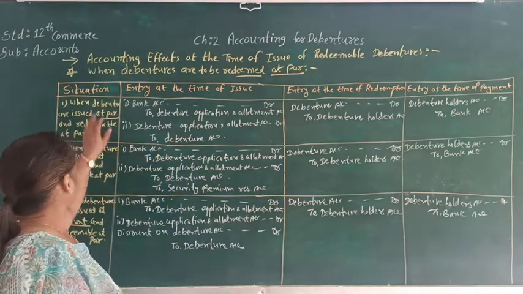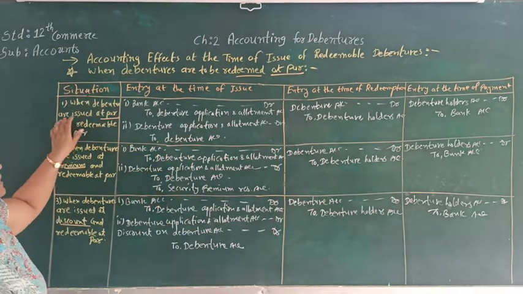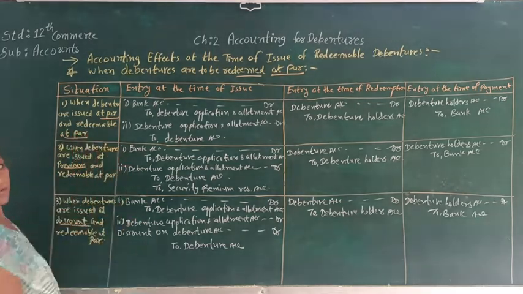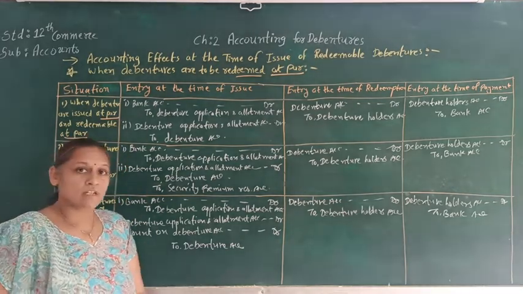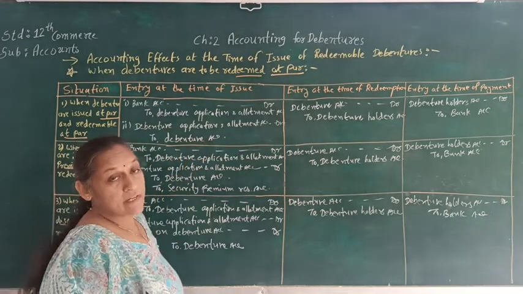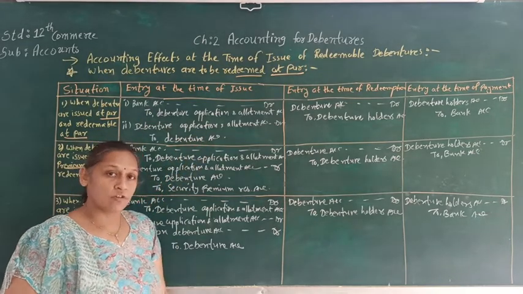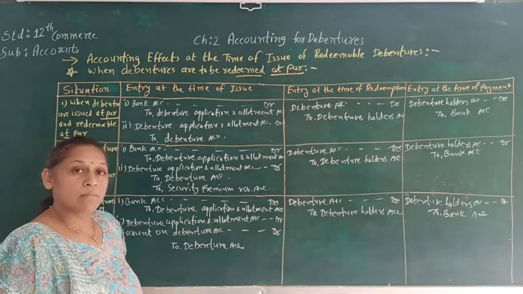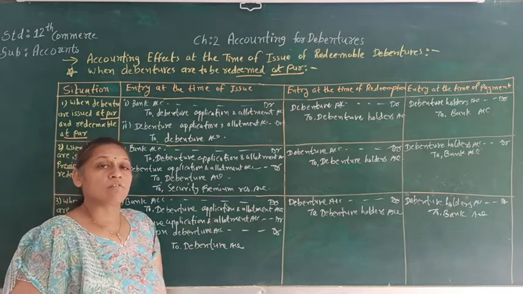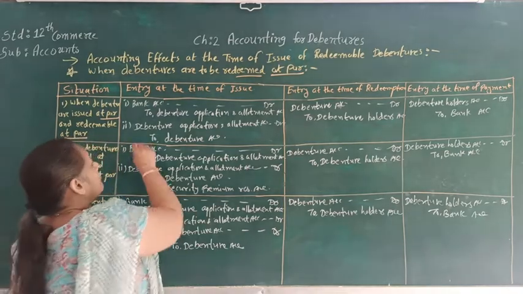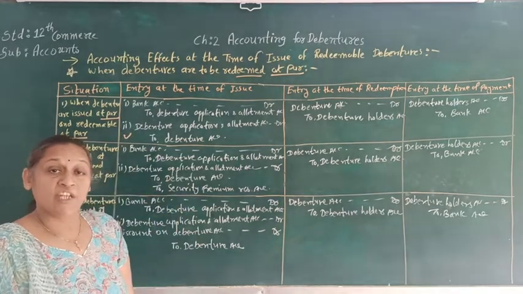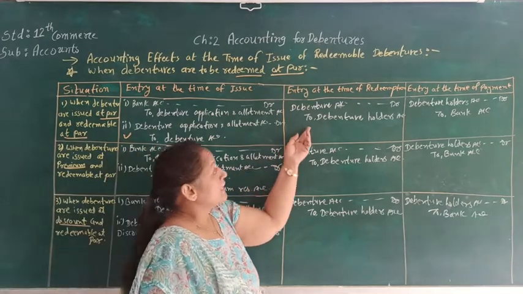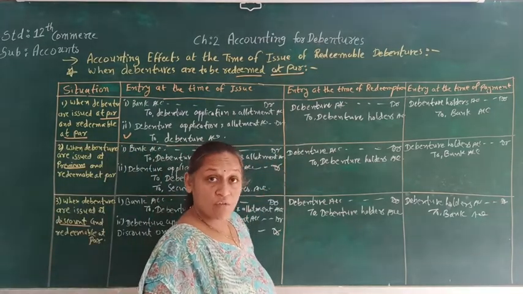So in the very first situation, when debentures are issued at par and redeemable at par, the journal entry will be: Bank account debit to debenture application and allotment account, and the other journal entry will be: debenture application and allotment account debit to debenture account. So this is at the time of issue of debenture, and the next journal entry will be at the time of redemption of that debenture.